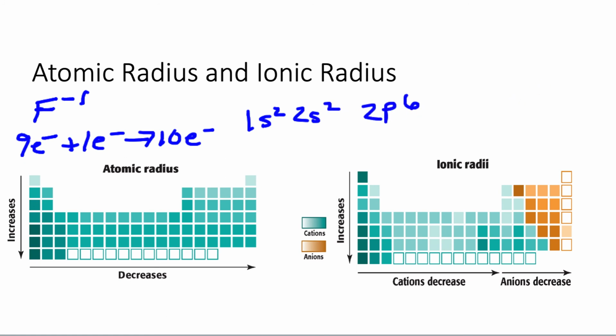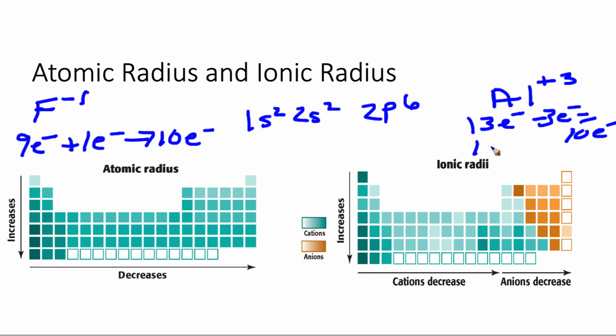Now, if I had Al plus 3, so aluminum, my stable neutral atom, will be 13 electrons. But this plus 3 actually means minus 3 electrons. So I'm going to have 10 electrons. So it would be 1s2, 2s2, 2p6.